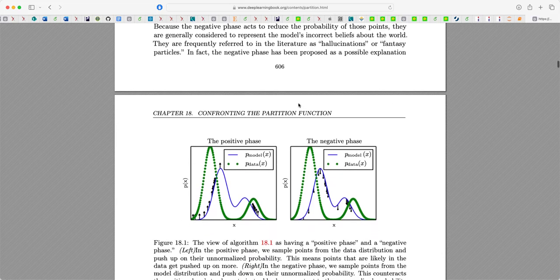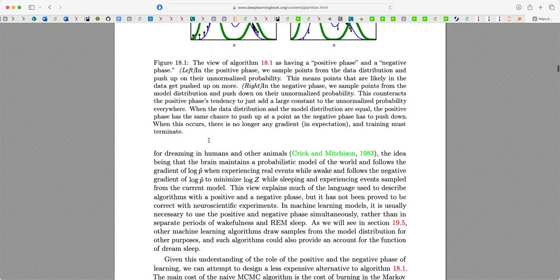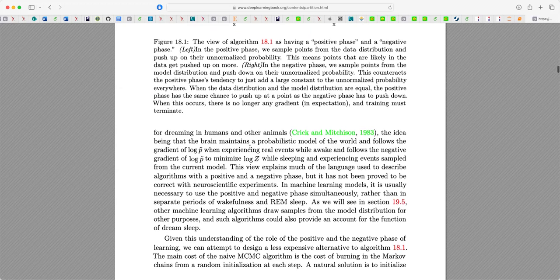In fact, the negative phase has been proposed as a possible explanation for dreaming in humans and other animals. The idea is that the brain maintains a probabilistic model of the world and follows the gradient of log p when experiencing real events while awake, and follows the negative gradient of log p to minimize log Z while sleeping and experiencing events sampled from the current model. So these are interesting observations, and you can use them as ways of interpreting how you actually optimize these two quantities.